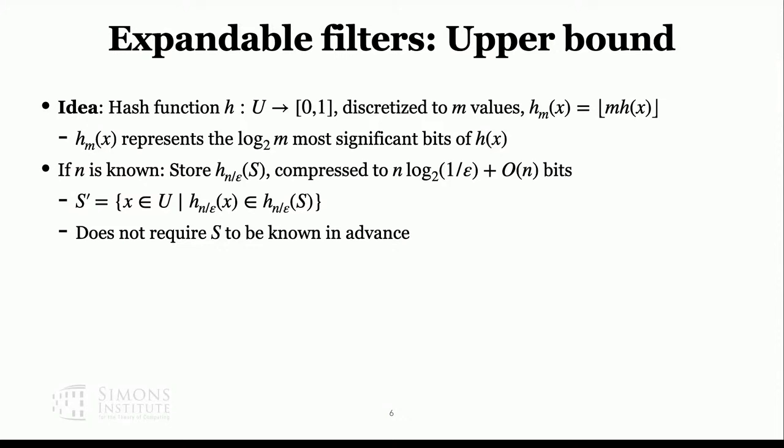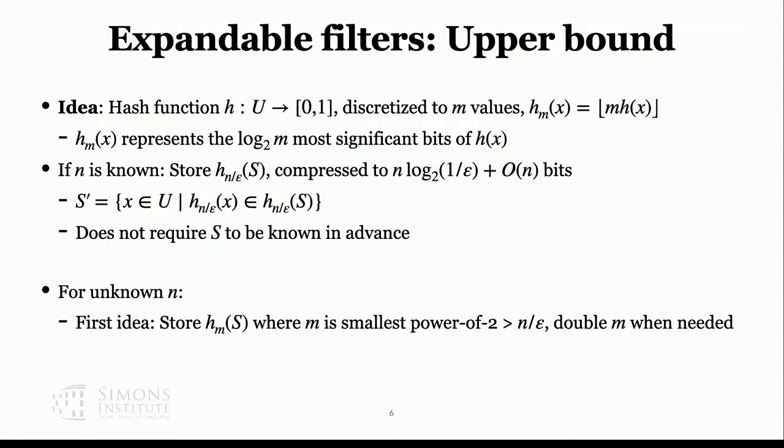And then what is the approximation? Well, it consists of all the elements that have a hash collision with something in S under this hash function. Okay. And because this set has density epsilon, the probability of a hash collision is epsilon. So this is what we want. But even the description of the hash function here requires that we know n. We actually don't need to know S in advance, but we do need to know n, the number of elements that we want to end up with.